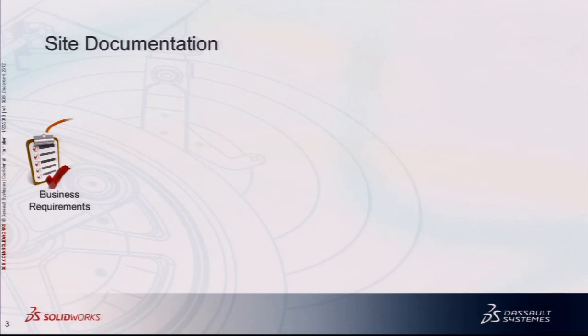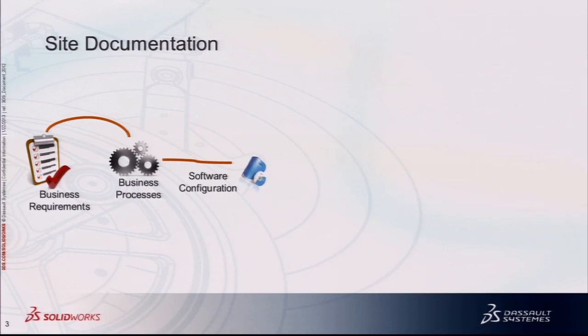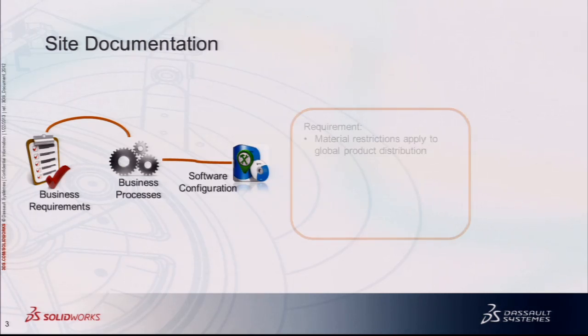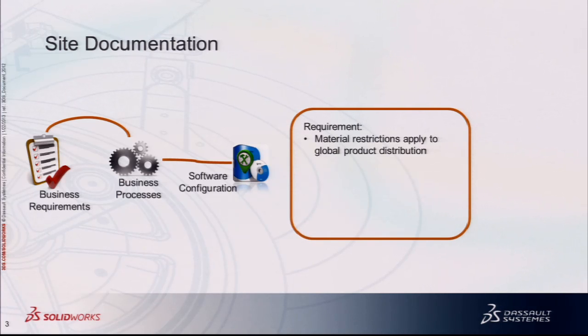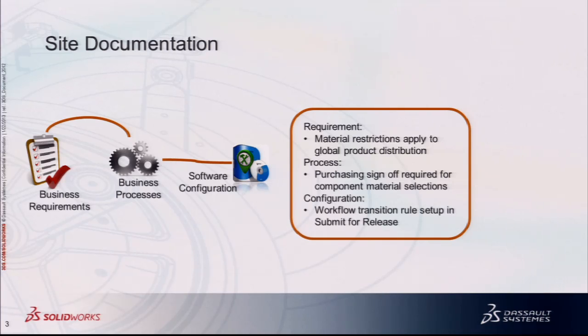Your business requirements drive your business processes, okay? Your business processes are what define your software configuration. All right, let's take a real-world example. A requirement might be that in order for you to distribute your product globally, you have to work from a restricted list of materials, okay? So that's your requirement. What's the difference between a requirement and a process? The process is requiring a purchasing agent to sign off or approve your material selections for your components before they're released. How does that affect software?